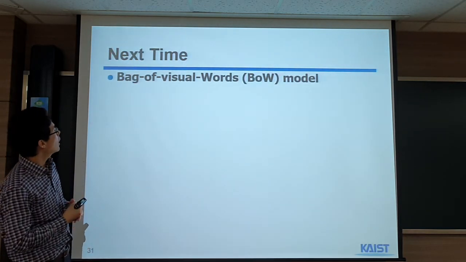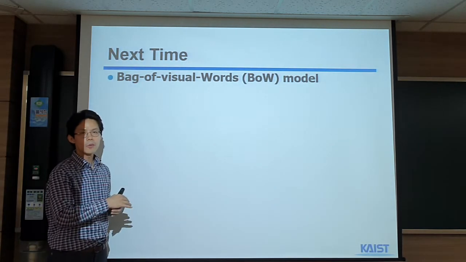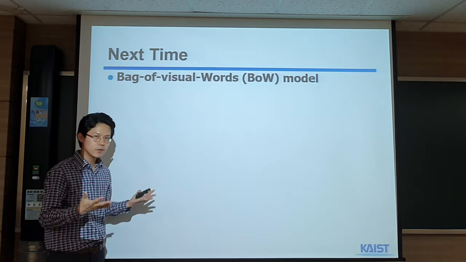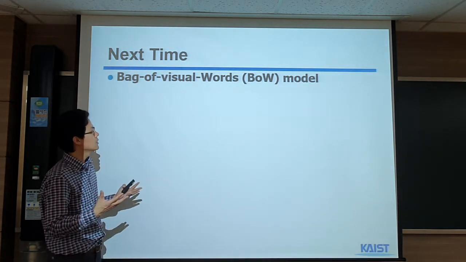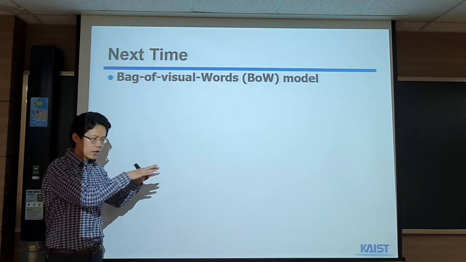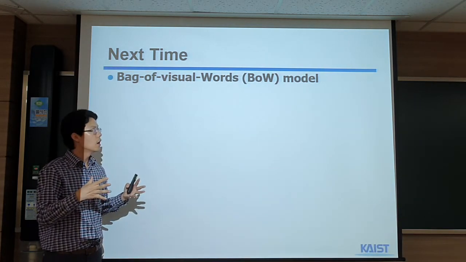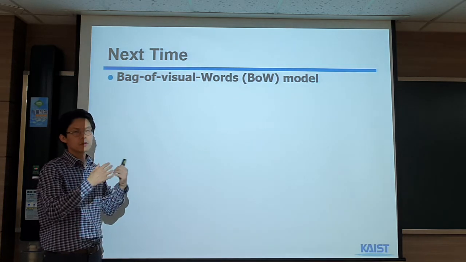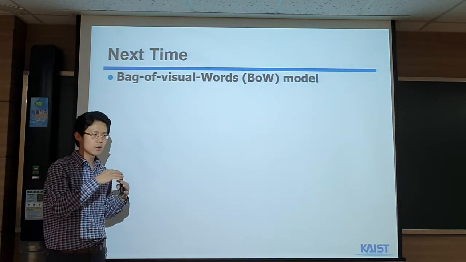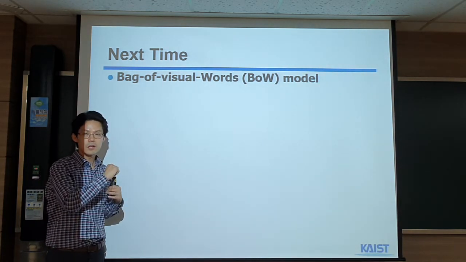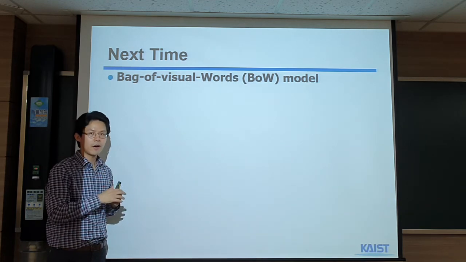Next time, I'll move on to how, once we have a feature, a CNN feature or a SIFT feature, we can extract many features out of one image. Now we are building up some sort of indexing scheme and searching scheme so that we can identify similar images out of a lot of images in a very fast way.